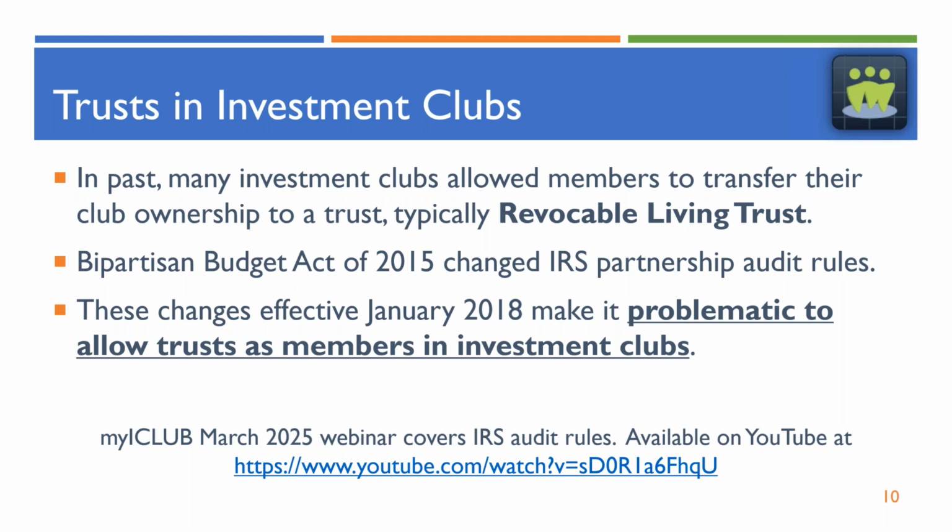However, there's a problem that started with the Bipartisan Budget Act of 2015, which changed the IRS rules for auditing partnerships. These rules became effective January 2018. They're called the Centralized Partnership Audit Regime, and they can be problematic if you have a trust in an investment club.